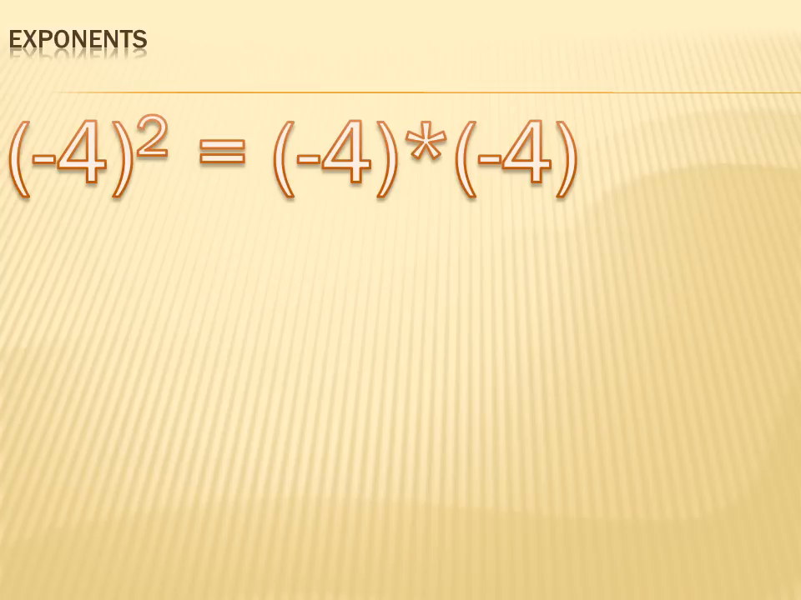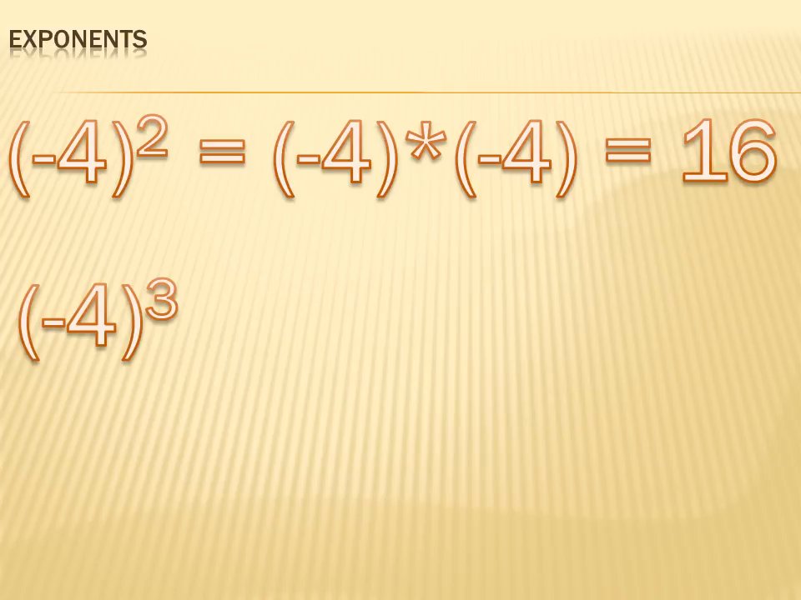How about if the base is a negative number, like negative 4? Well, it's not that tricky. Let's look at it. Negative 4, that would be negative 4 times negative 4. And hopefully you remember that if I multiply a negative number times a negative number, my answer is going to be a positive number. Negative 4 times negative 4 equals 16.